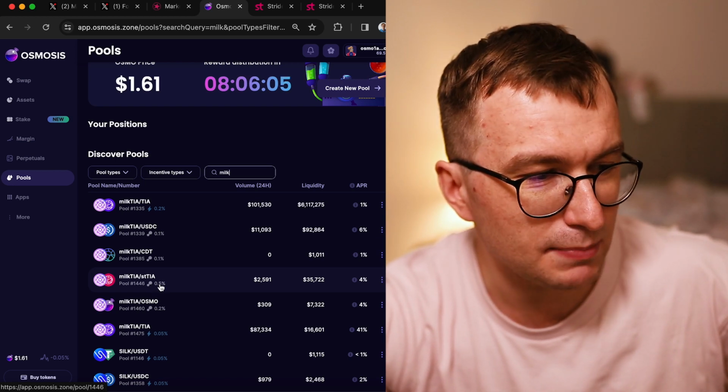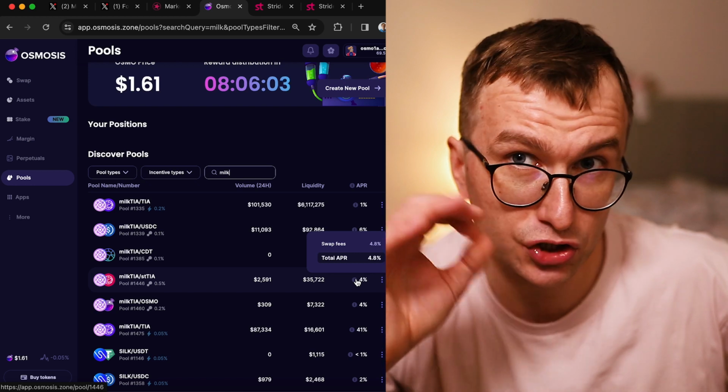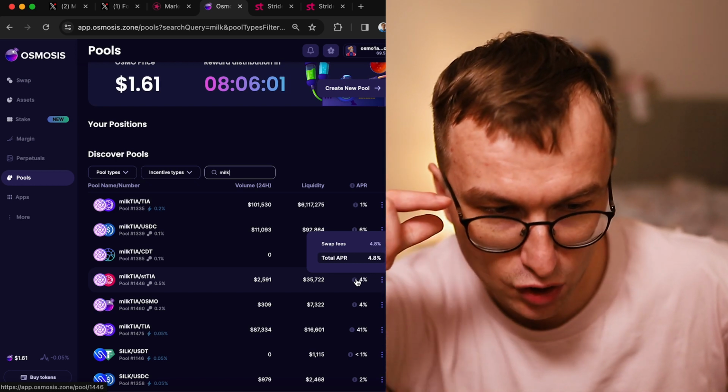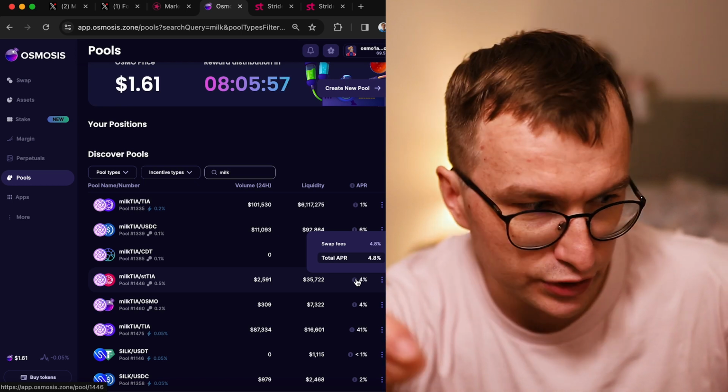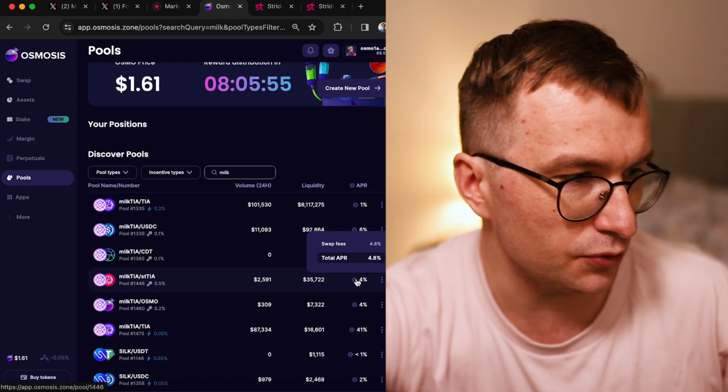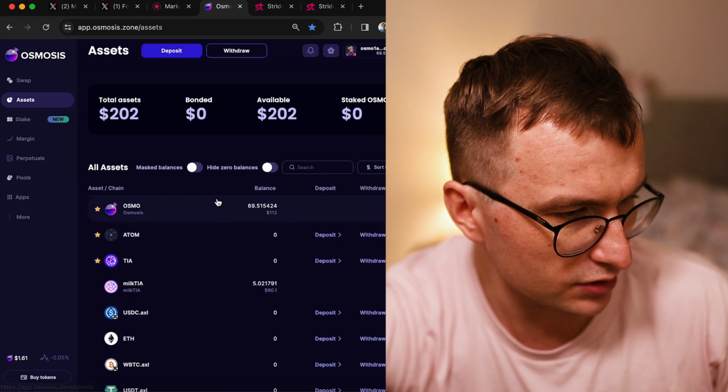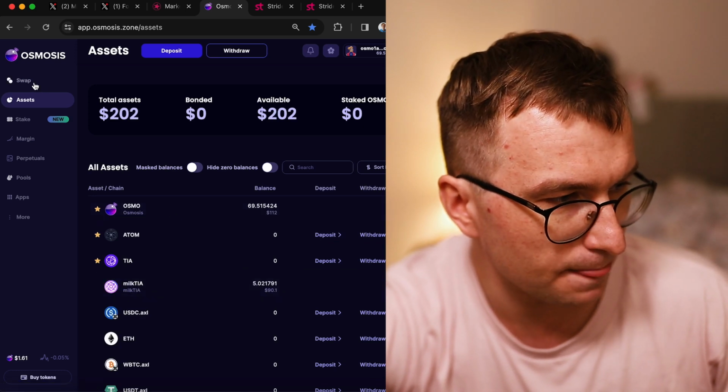I think this might be a pretty good additional yield when you have moments of high volatility and depegging, with less risk and maximizing those airdrops. So I wonder if I have any assets. So I have milkTIA.